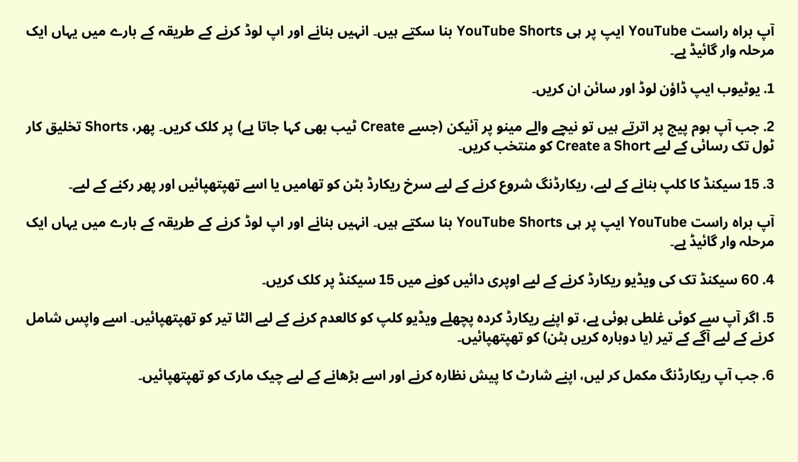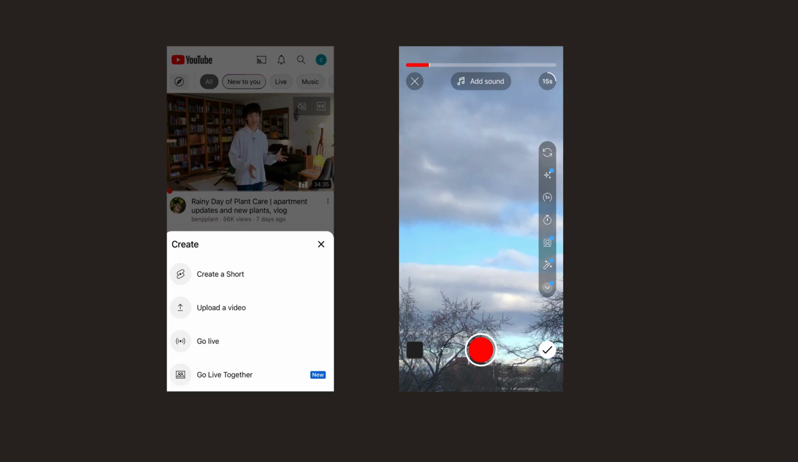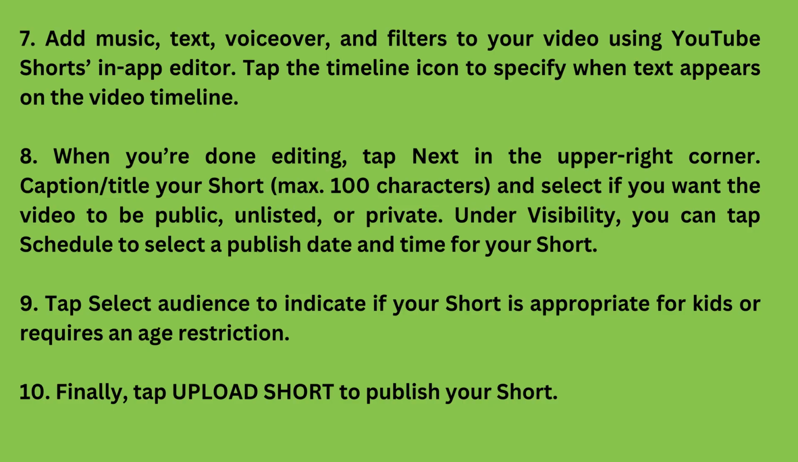3. To make a 15-second clip, hold the red record button or tap it to start recording, and then again to stop. 4. Click 15s in the upper right corner to record a video up to 60 seconds in length. 5. If you made a mistake, tap the reverse arrow to undo the previous video clip you recorded. Tap the forward arrow or redo button to add it back. 6. When you've finished recording, tap the checkmark to preview and enhance your short. You can also tap the close button in the upper left corner, then save as draft if you want to revisit your video later.